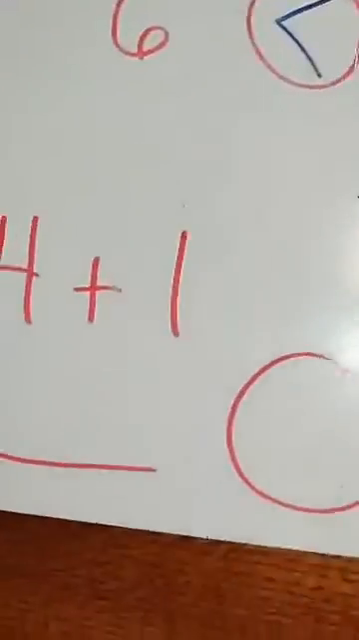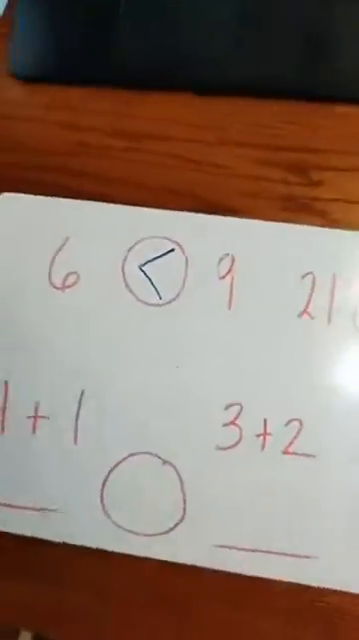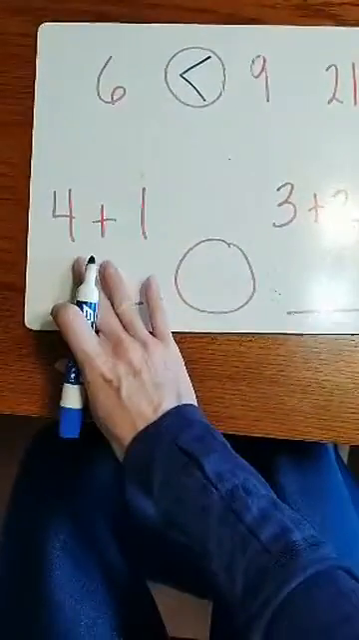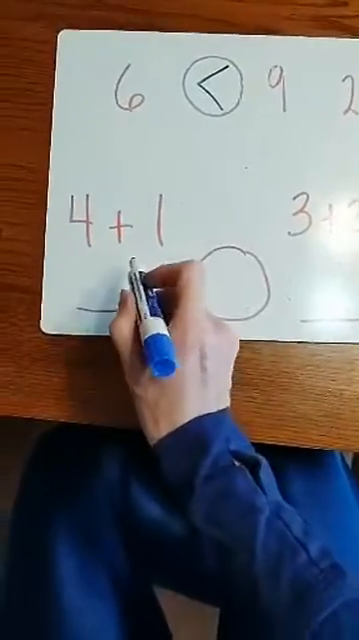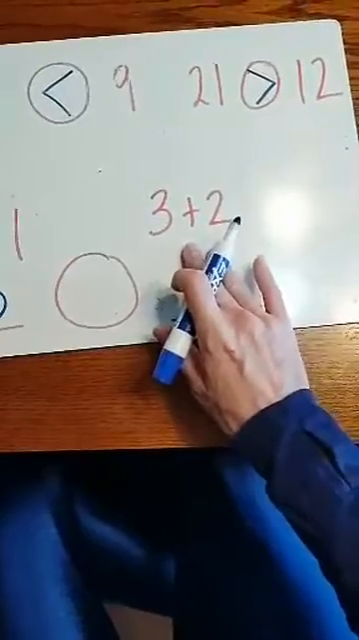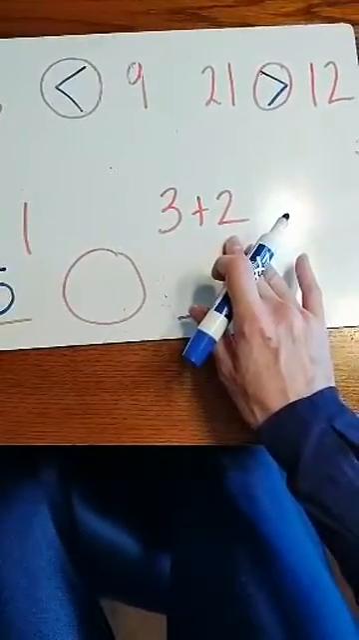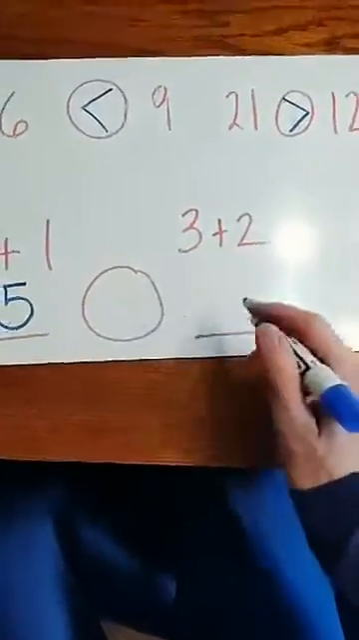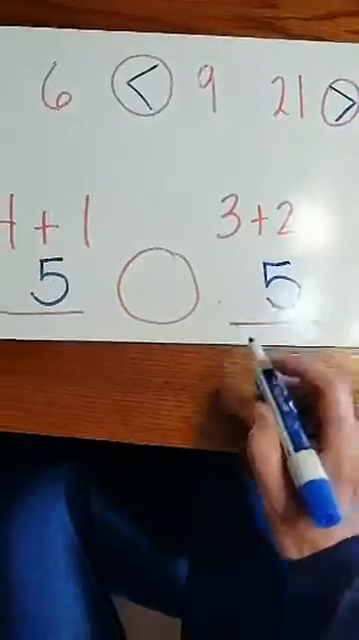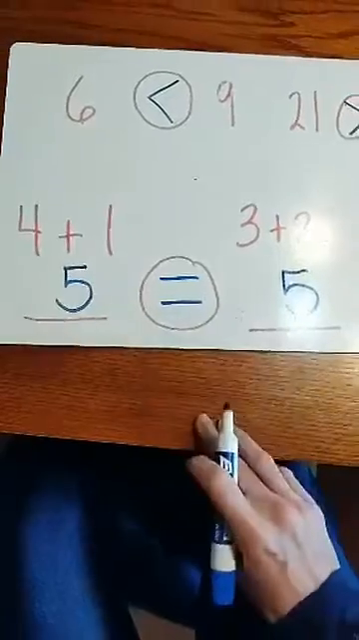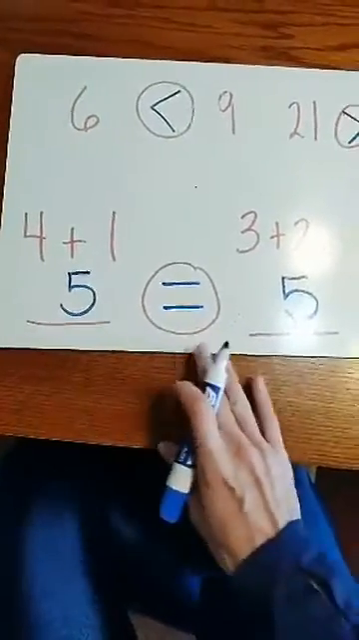Good job. This one's a little different, and I think you guys have seen something like this before. You have to think about this one. So let's find out, what is 4 plus 1? 4, count one more. You're right, that's 5. 3, count 2 more. Or number neighbors, 3 plus 2. 2 is smaller, 2 plus 2 is 4. One more. You're right, 5. So what comparison are we going to put in there? You got it. Equals. 5 is equal to 5.